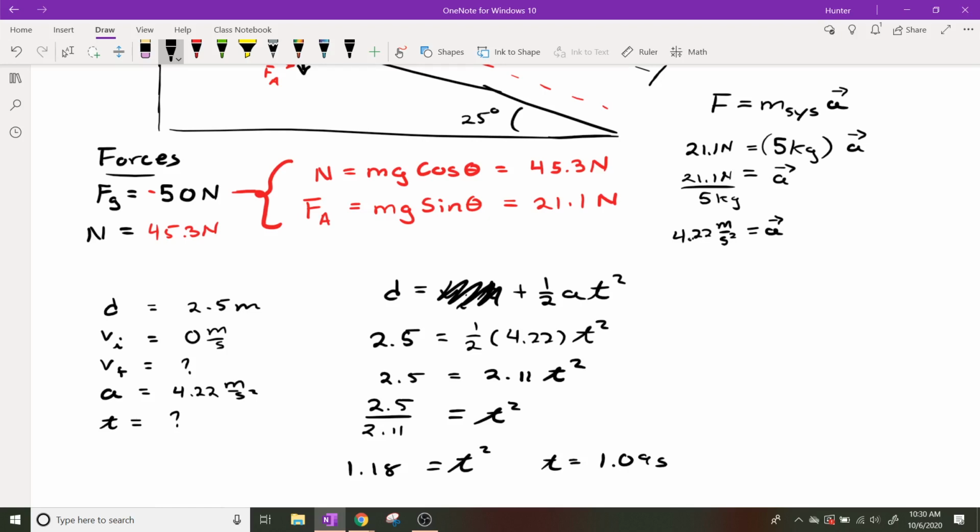So it's going to take a little bit longer than you guys thought. You had a good estimate, but it's going to take a little bit longer than that. So our total time to travel down the ramp is going to be 1.09 seconds. Do we want to add friction?